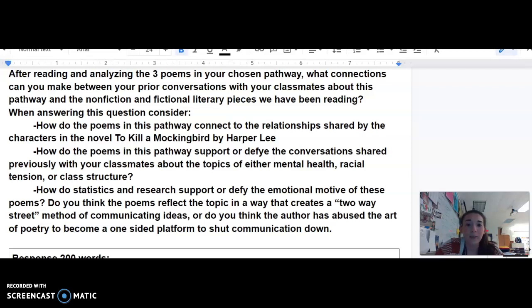How do statistics and research support or defy the emotional motive of these poems? Do you think the poems reflect the topic in a way that creates a two-way street method of communicating ideas, or do you think the author has abused the art of poetry to become a one-sided platform to shut communication down? So poetry has for a very long time been a method to start conversations. I would like to hear your opinions about whether you think these poems do a good job of motivating people to talk about difficult pieces of conversation, or if you think that it is a very one-sided view on it.